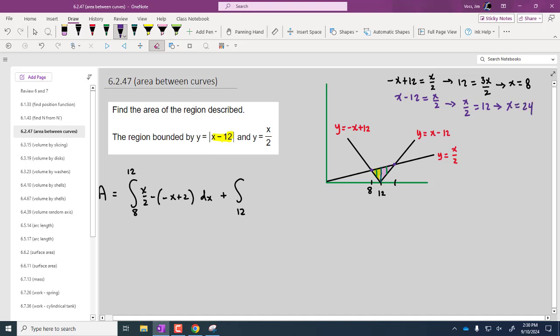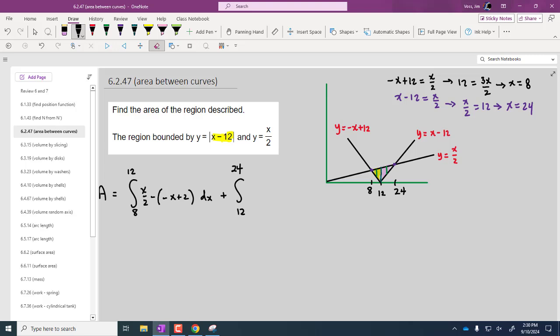So that's going to be this x value far to the right. 24. So that'll be the upper limit here. And what will the two curves be on the inside? So over here, upper minus lower. X minus 12 minus x.